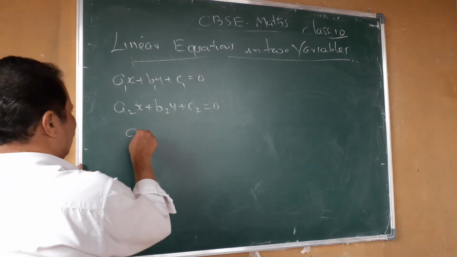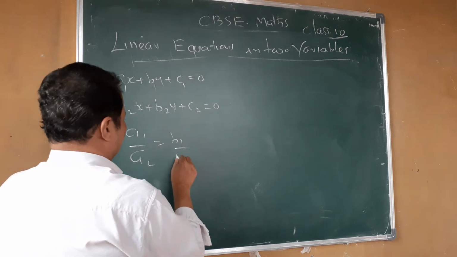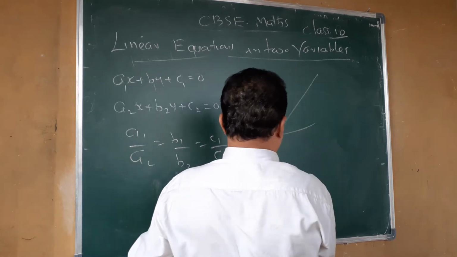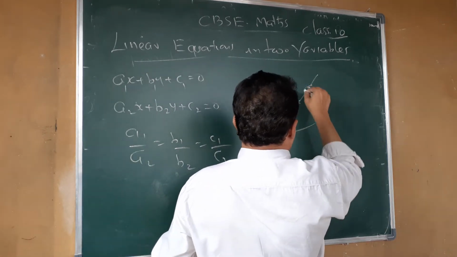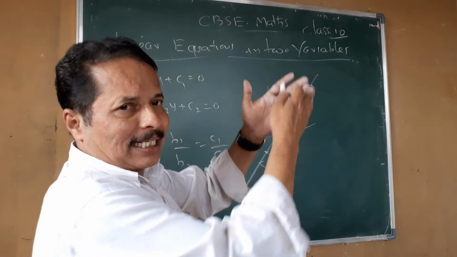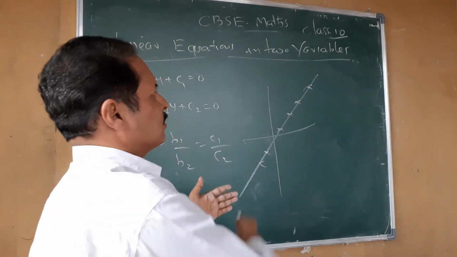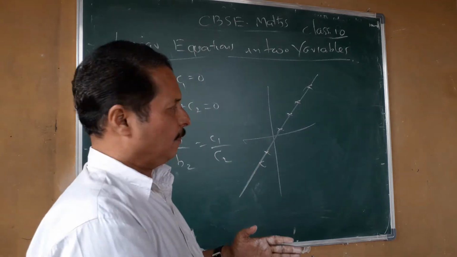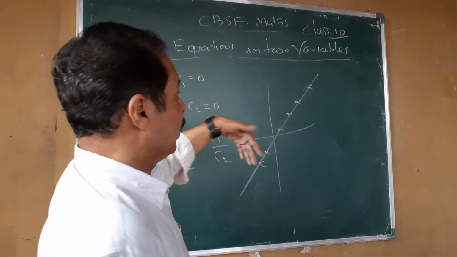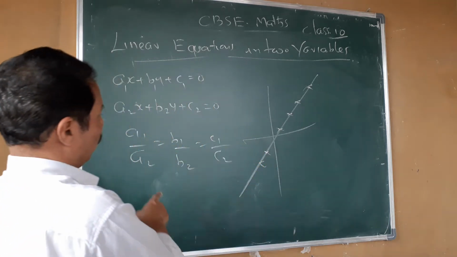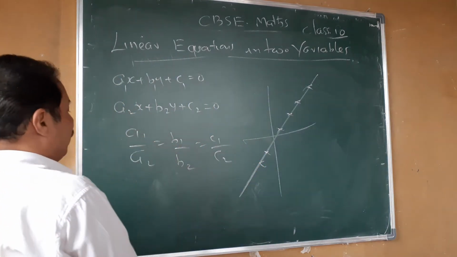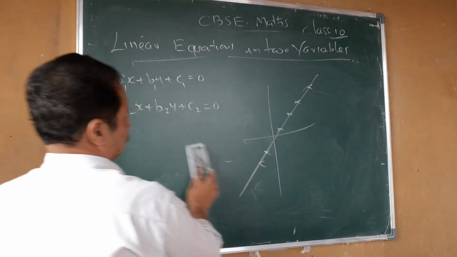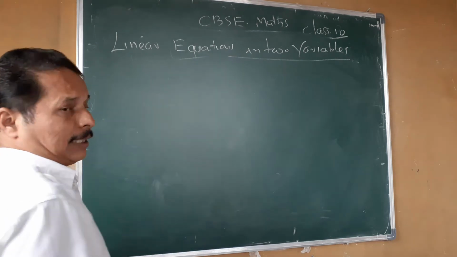And another one is a1 by a2 equal to b1 by b2 equal to c1 by c2. That means the graph is a single line. The points are common. That means coinciding lines. The two graphs are the same straight line. They are coinciding lines, consistent, and infinite number of solutions. There are so many solutions. The condition is a1 by a2 equal to b1 by b2 equal to c1 by c2. The questions carry 1 mark and 2 marks.